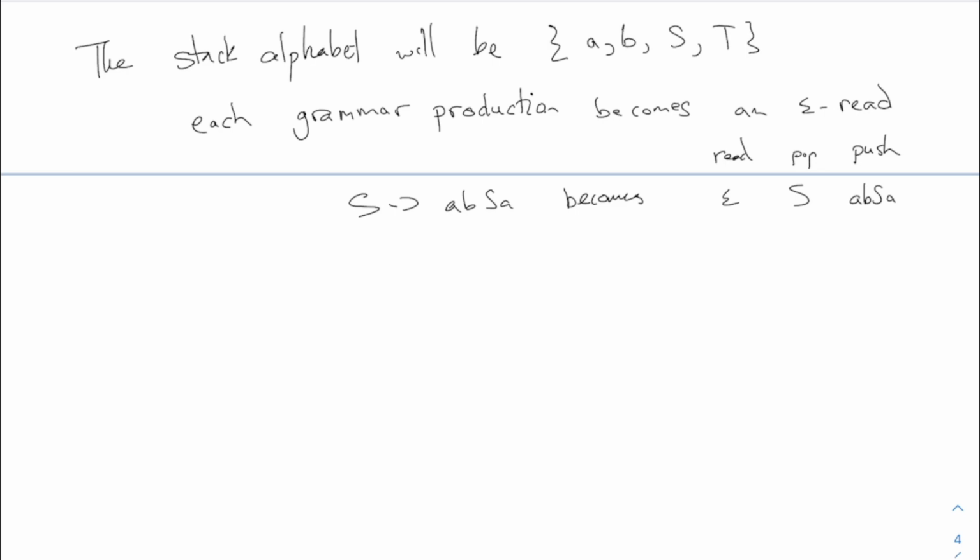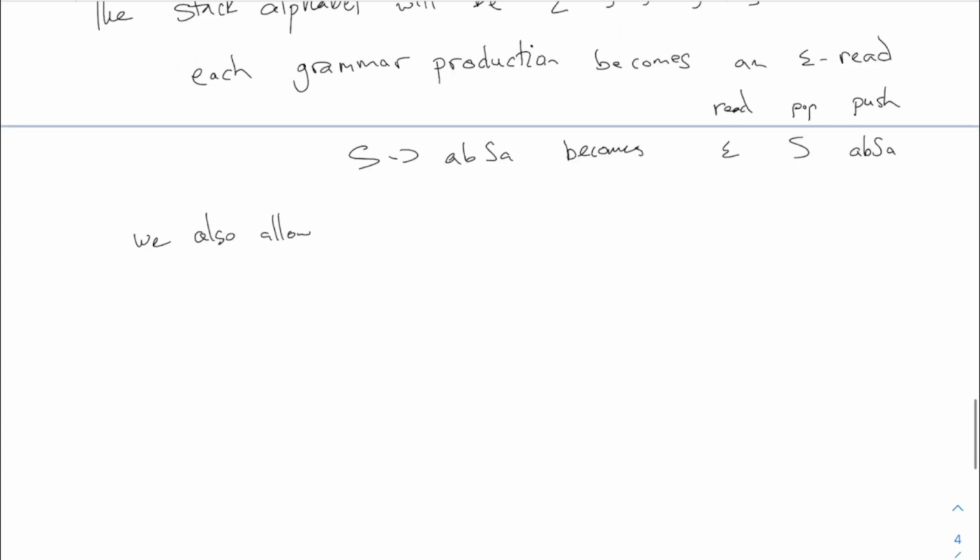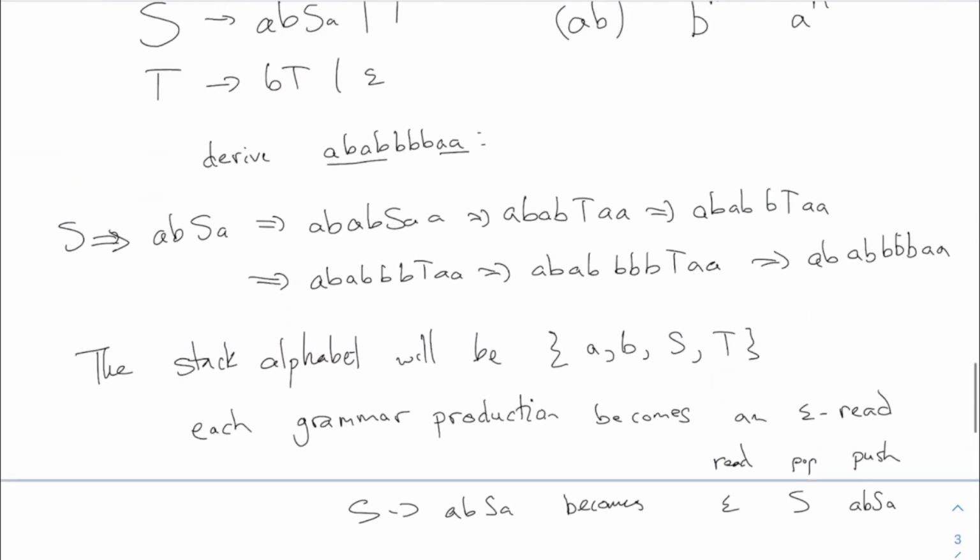So each grammar production becomes an epsilon transition, and then we also need transitions like A, epsilon, B, epsilon. I shouldn't say allow, we need them. They're not just allowed, not only tolerated but celebrated, right? We also have transitions like this. If you read A from the string and see A on the stack, you can pop it and just throw it away.